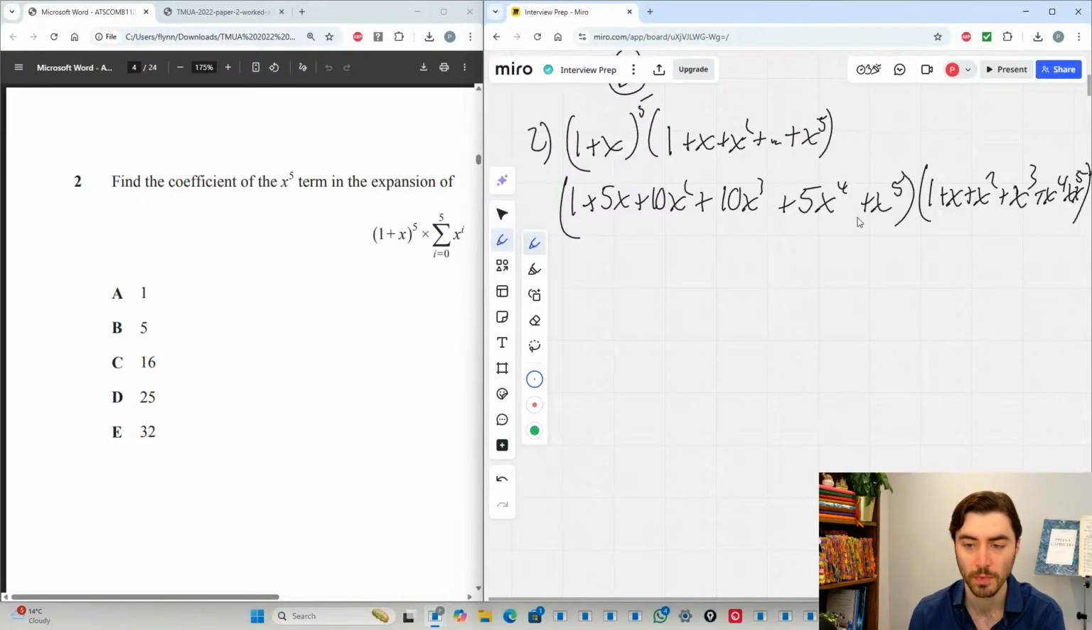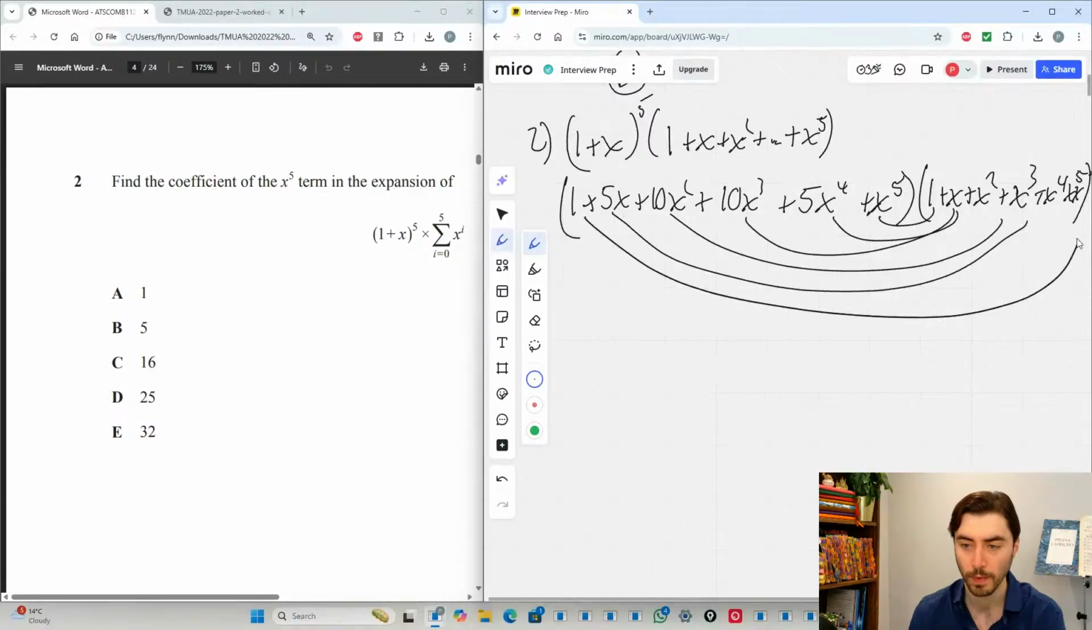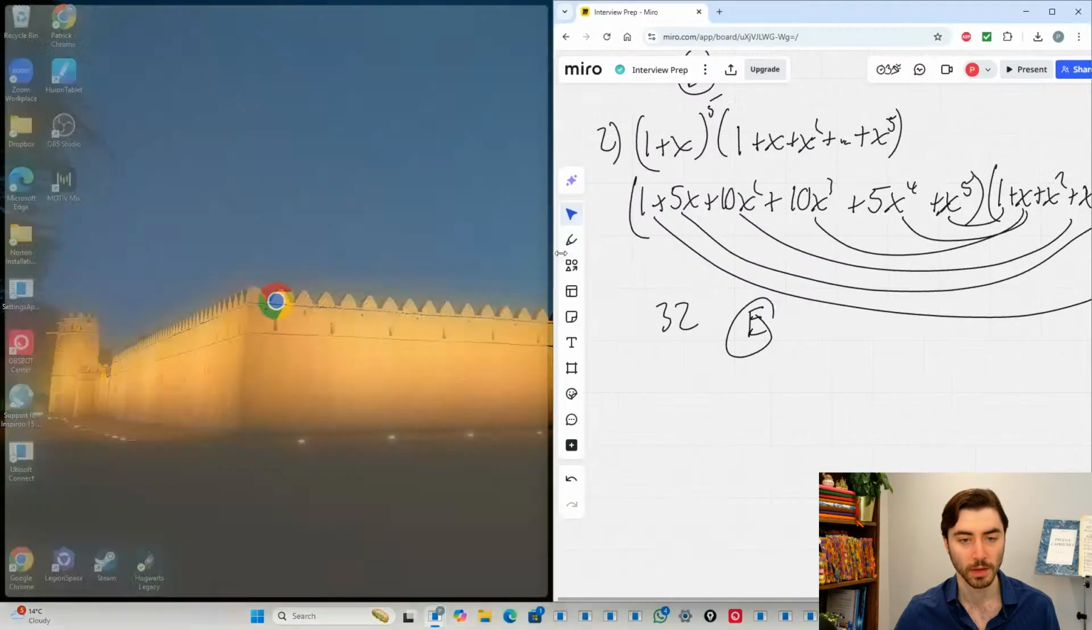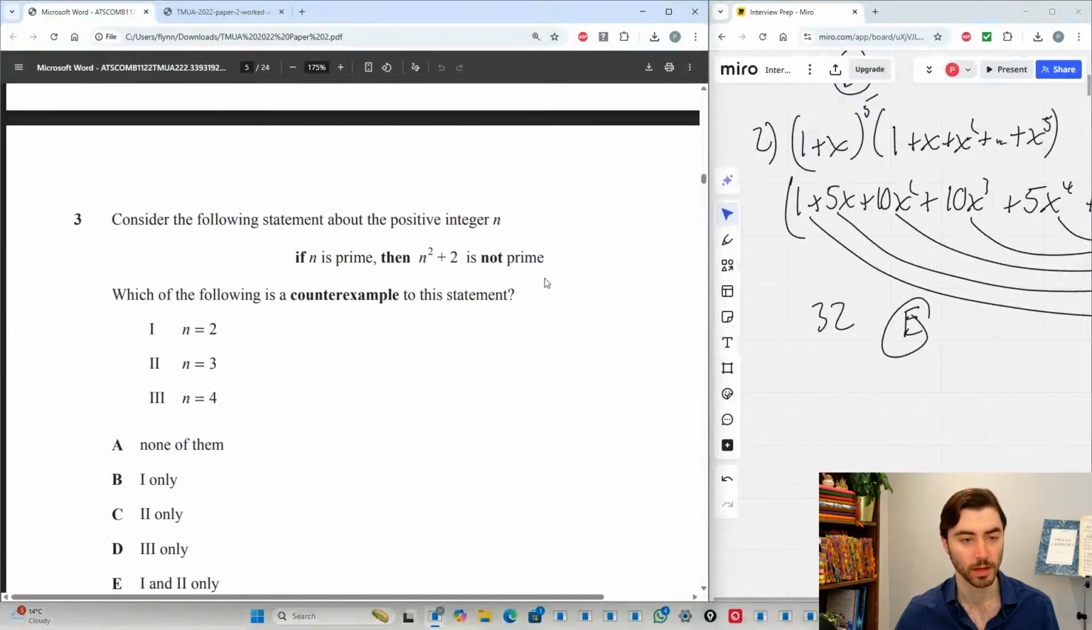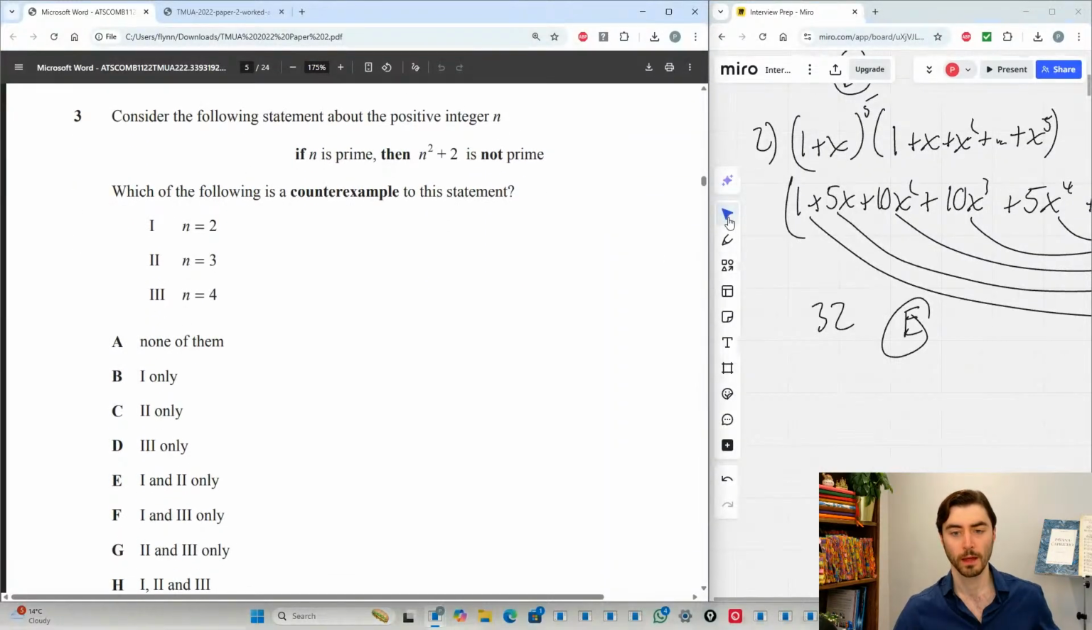So which ones are going to give me x to the 5 terms? That one. So we're just going to go across like that. So in other words, it's going to be 1, 5, 10, 10, 5, 1. So all of these are going to form x to the 5 terms. So it's then just going to be 1x5, 5x5, 10x5, etc. Add those all up, you get 16 times 2 is 32. And I think the answer is E. Okay, let me give myself more room again. Okay.